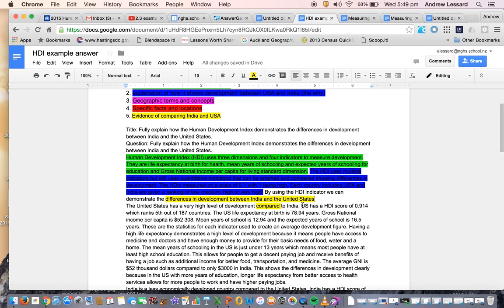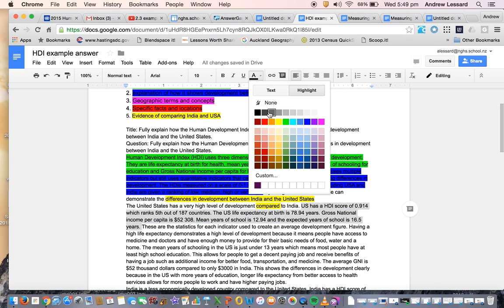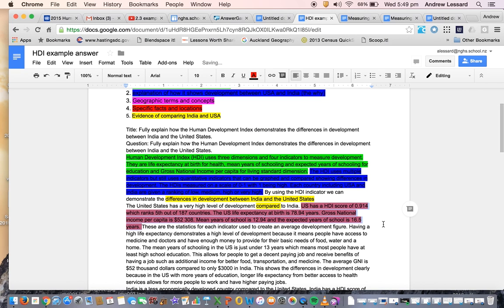Now we need some specifics. So I've written in the specifics of the US scores for HDI. So that's all red. And then most importantly, and you're going to start to see this trend, every time you use a statistic, you got to back it up with an explanation saying, why is that important? How does it show differences in development?